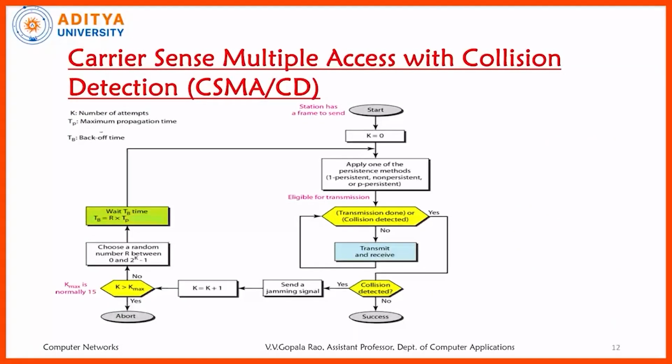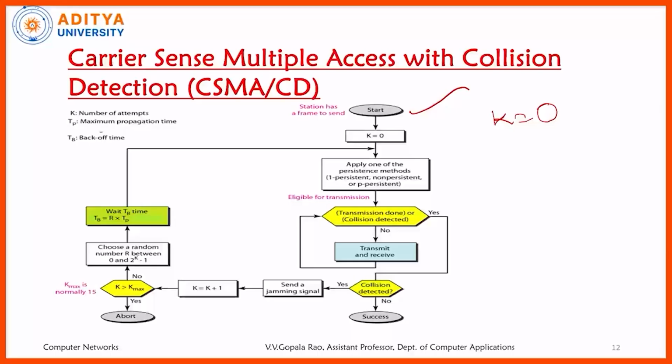After that, we have one more technique called carrier sense multiple access with collision detection. So how do you notice whether a collision has taken place or not? If you see the flow chart, you can understand very well how the collision can be detected with this procedure. Let us start the flow chart from the oval symbol called start, and let us imagine that k is a variable which is initially fixed at 0, and apply one of the persistence methods.